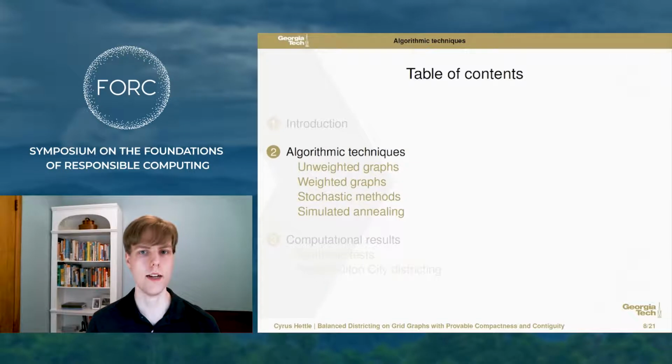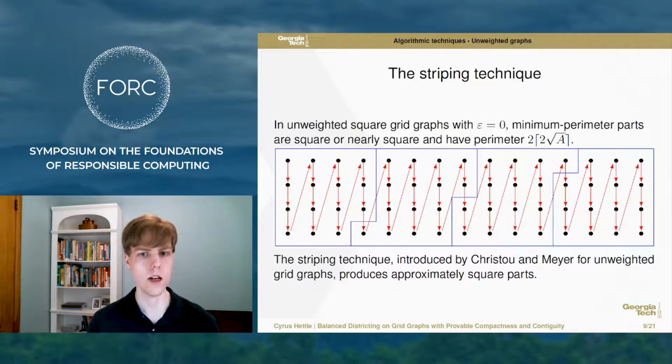So let's look now at our techniques for these various settings and the guarantees that we get. Let's start with the simplest case, the unweighted case, and talk about the striping technique, which was introduced by Christo and Meyer. In an unweighted square grid graph with epsilon equals 0, so perfect balance, every part has the exact same number of vertices. The minimum perimeter parts are square or almost square, and they have perimeter 2 times the ceiling of 2 times square root of A. Remember, A is our average part size.